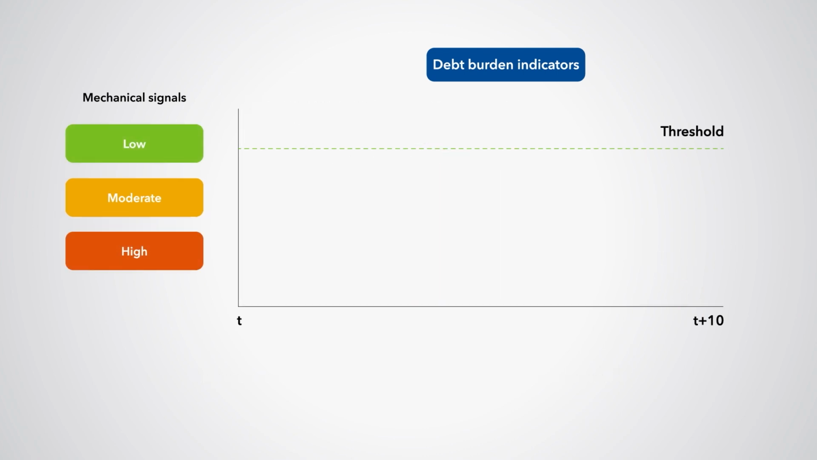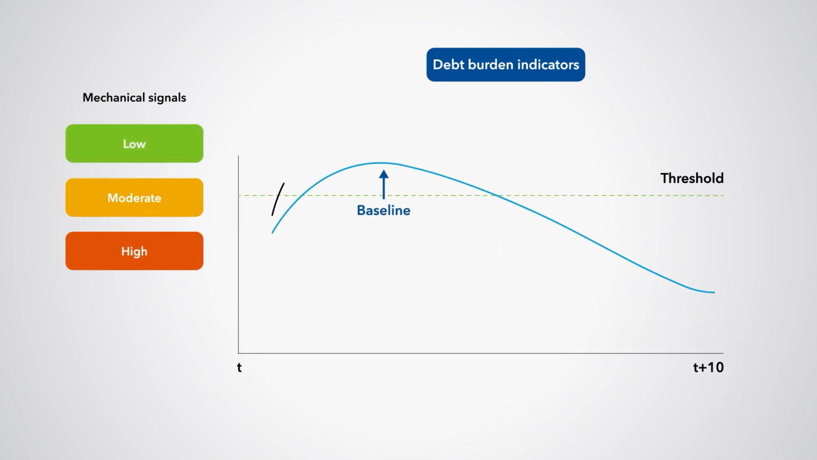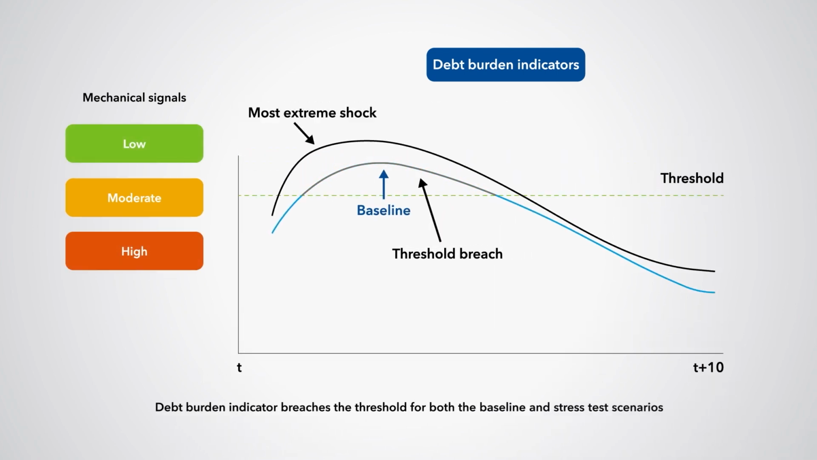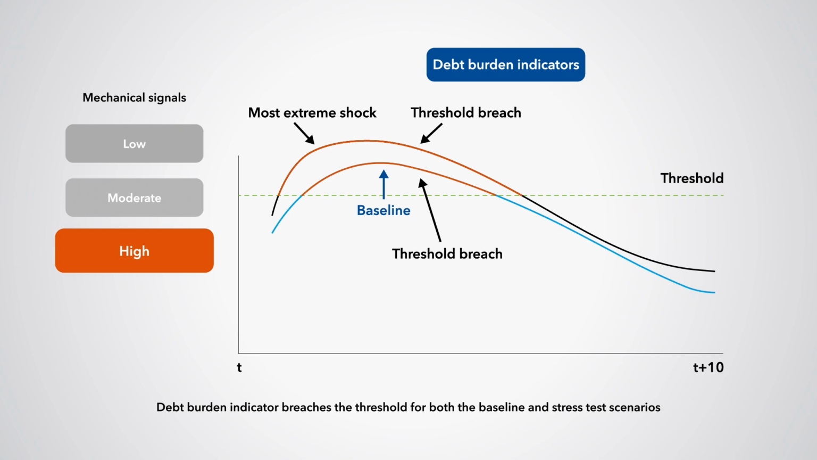In the third case, projected values of the debt burden indicator breach the corresponding debt threshold in the baseline scenario, which automatically implies that a breach also occurred under the most extreme shock scenario. This situation reveals higher risk of debt distress.